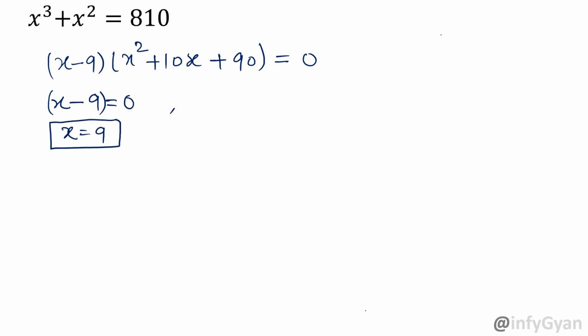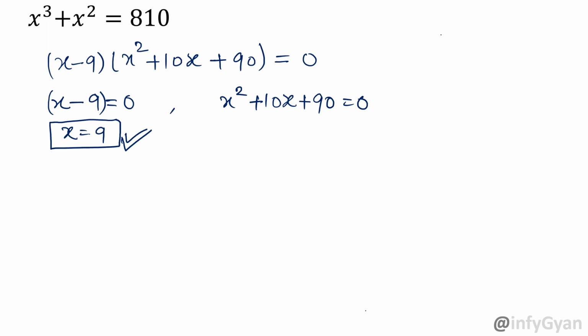Now the second bracket: you will write x square plus 10x plus 90 equal to 0. Let us solve this quadratic equation. See, one root is real, that is confirmed, that is 9. And the remaining two roots of this cubic polynomial will come from this quadratic equation. If the quadratic equation has real roots, then the solutions will be real, otherwise imaginary.